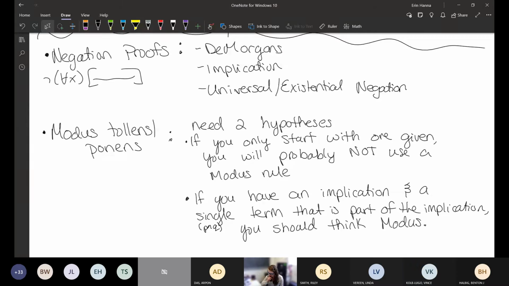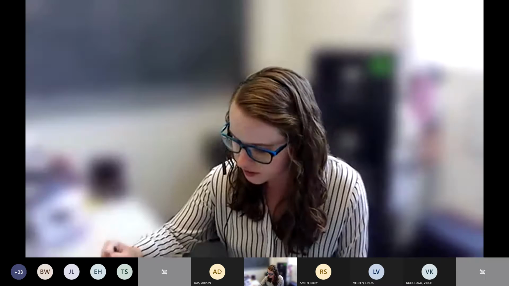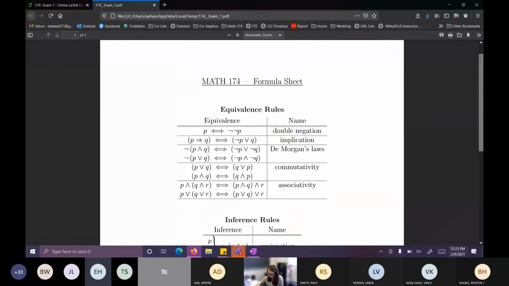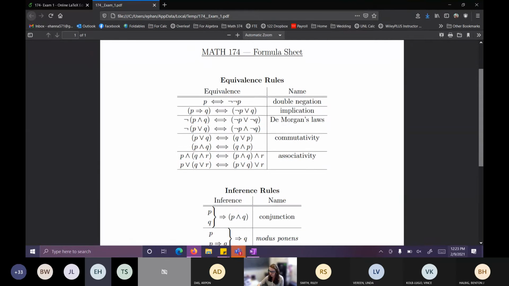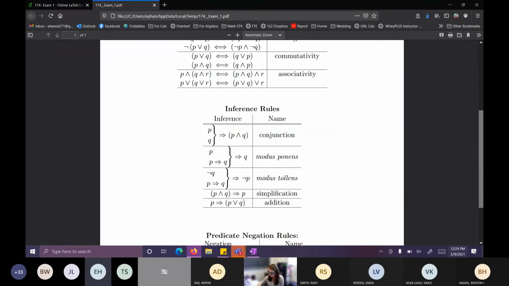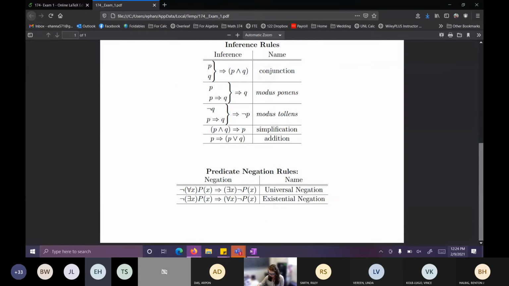So I feel like those are the only tips I have. The other thing that I said a lot when we were doing these proofs is, you are going to have this available to you. I'll probably put it into the exam like I did with the quiz, but I'll also probably have it in a separate PDF that you can click if you have another screen or want to have it off to the side. So you will have all these rules with you, of course.